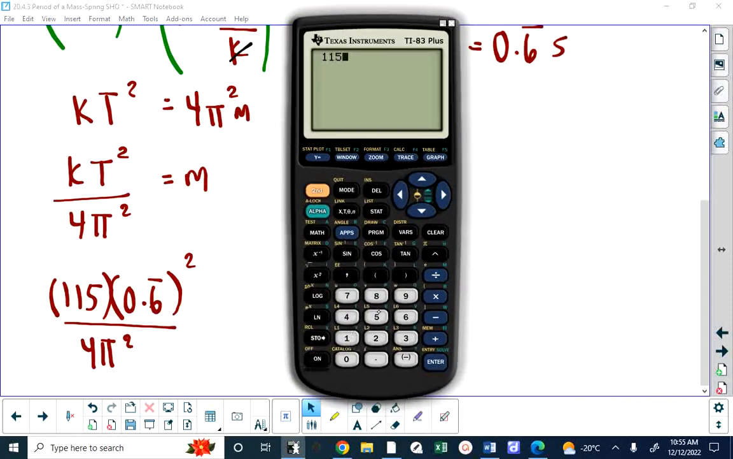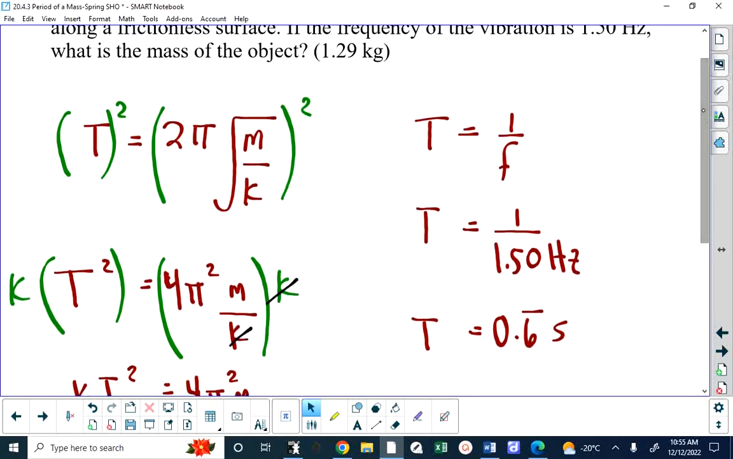So 115 times the 0.6, I think that's sufficient for decimals. You could obviously put 2/3, which is what 0.6 repeating is. And now I want to divide by 4, and I want to divide by pi squared. And that's just how I operate. If you want to operate by going divided by bracket, 4 pi squared, you can. This should give us the answer, 1.29 kilograms, and it does. Good? Okay. Other questions? Go ahead, Gabrielle.